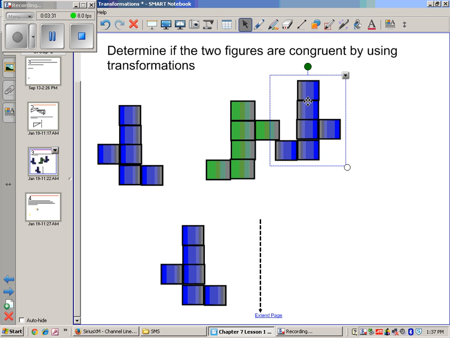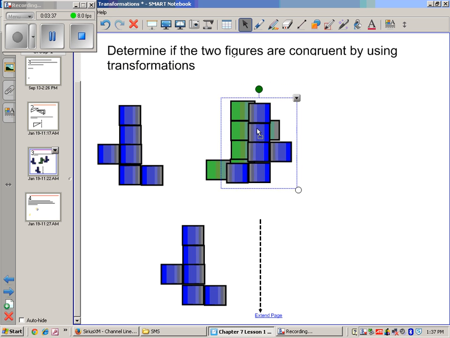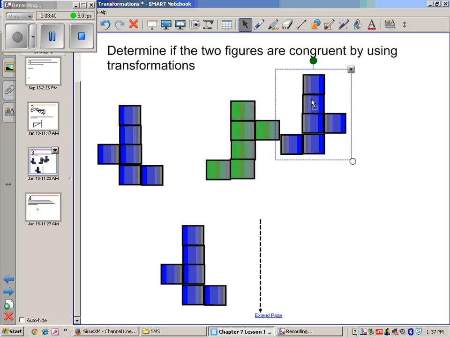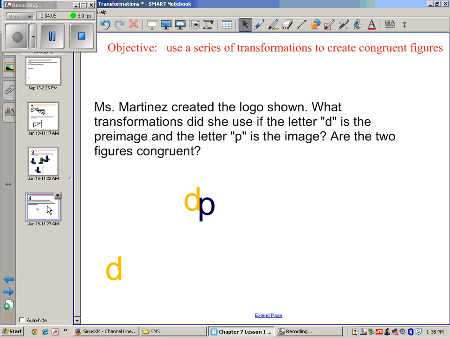As you notice, the little output on the green one is on the second one from the top, and the blue one is third from the top. So we tried a flip, or reflection, then a translation, but that concluded that these two figures are not congruent. Okay, once again, if you do not understand, always write down questions that you have. You can bring those into class or replay the video and watch again to see if you can understand it a second time. Let's move on to our real world example.